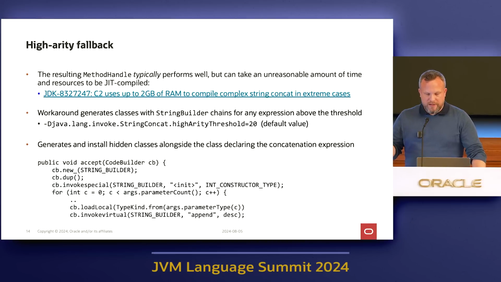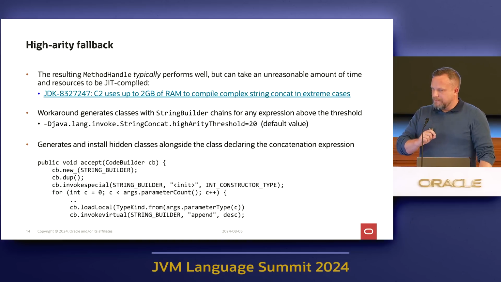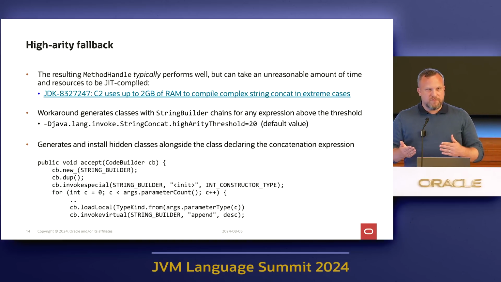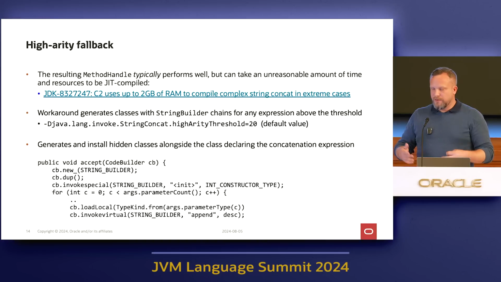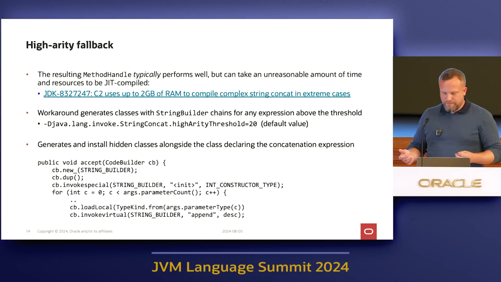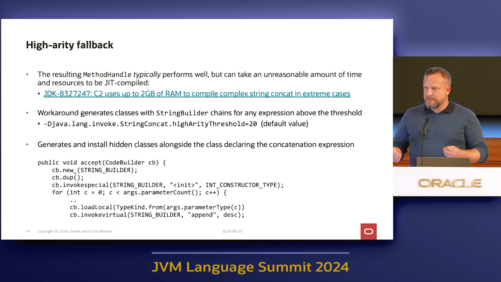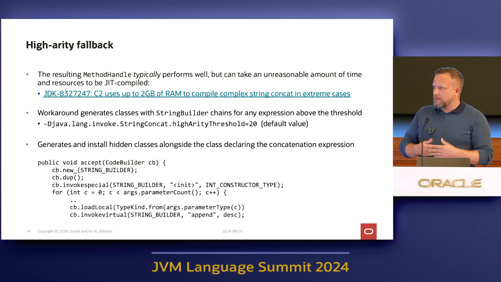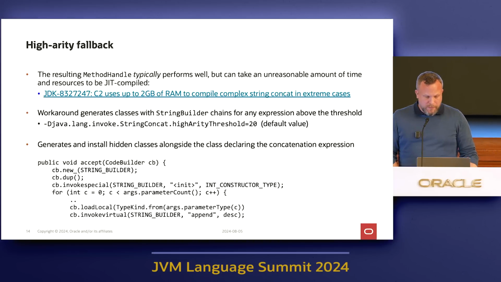But now we have this solution where, rather than selecting wholesale, switching from the default, pretty optimized strategy to this fallback, we have this high-arity threshold parameter instead, which is by default set to 20. So any unwieldy large expression will now generate a class and forego the method handle expression framework.